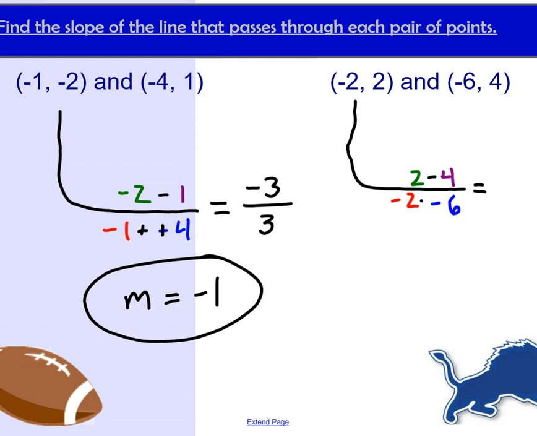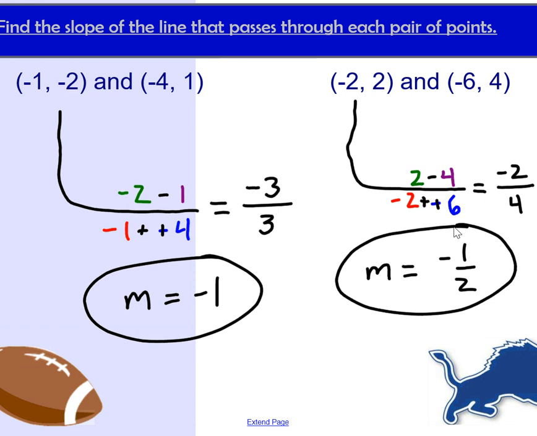So I get 2 minus 4 is negative 2. Negative 2 minus negative 6 is really like saying plus 6. So negative 2 plus 6 is going to be 4. Negative 2 divided by 4 is negative 1/2. Go ahead and look at our next one.